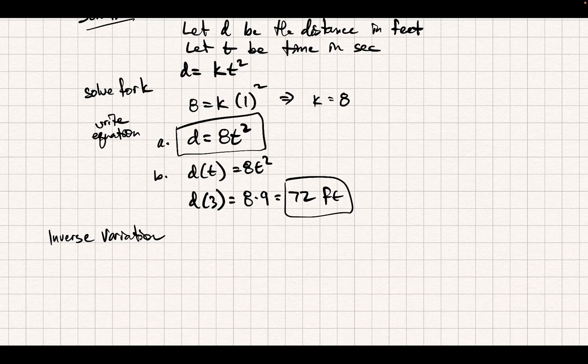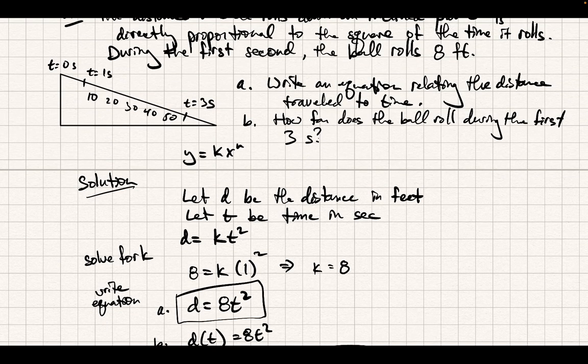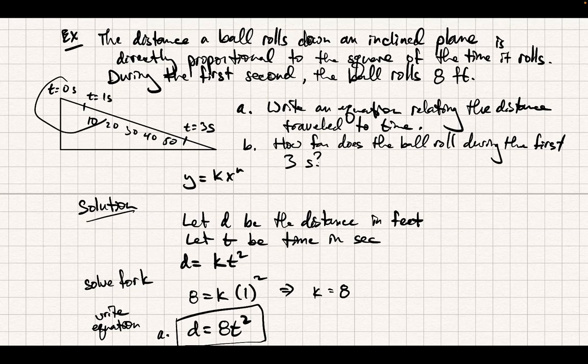Inverse variation. So wait, where did you get 9 for K? K is always going to be 8 in this equation. Yeah, I thought you meant in the grand scheme. It's not a universal constant, but we can get it from this data point.